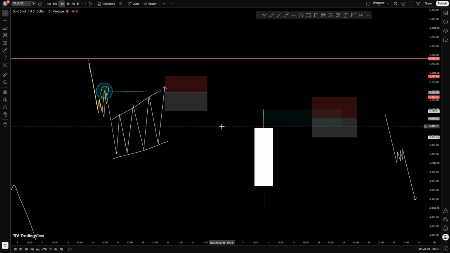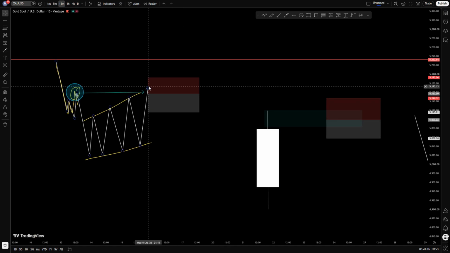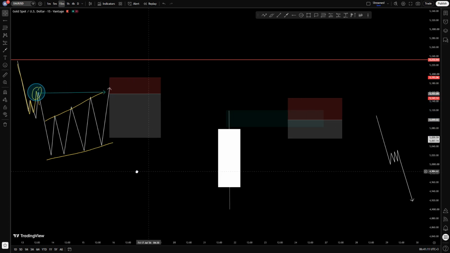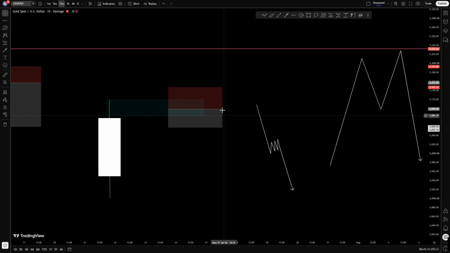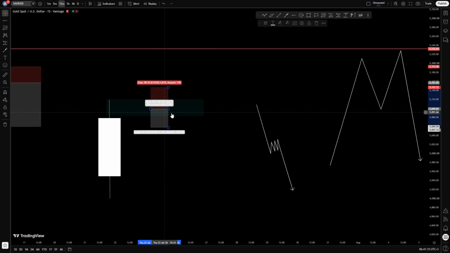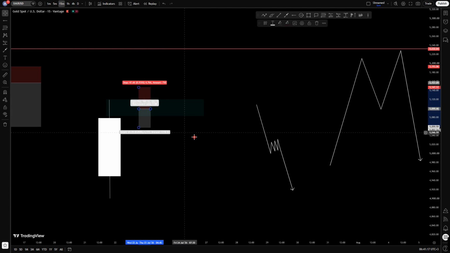Okay, what you want to see is price pushing above and taking out the high, and then we're gonna look for selling opportunities, right? Now again, the market is different every day, guys. We're not going to have the same setup, right?